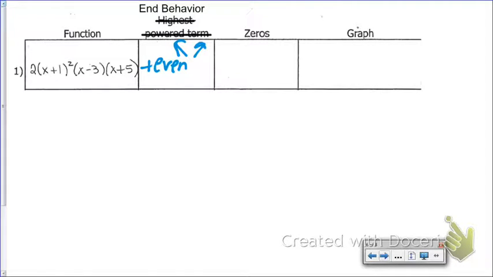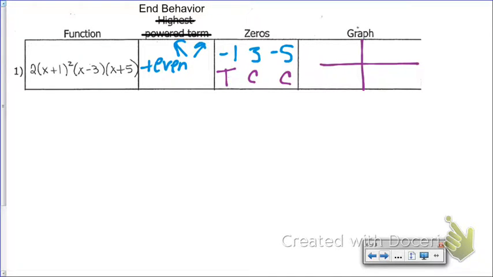So the next thing I do is I find the zeros. So the zeros of my graph are -1, 3, and -5. And then I'm going to find the behavior at those zeros. So at -1, because the multiplicity is 2, the graph is going to touch. At 3, because the multiplicity is 1, my graph is going to cross. And then at -5, my graph is also going to cross. And then all I'm going to do is draw my graph.